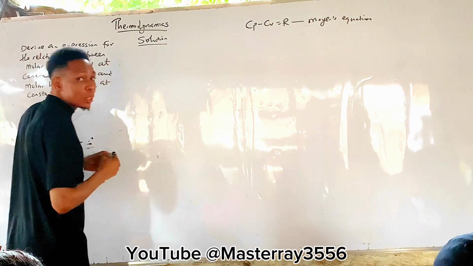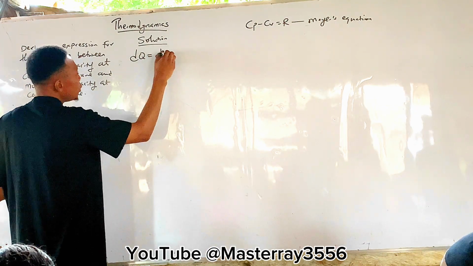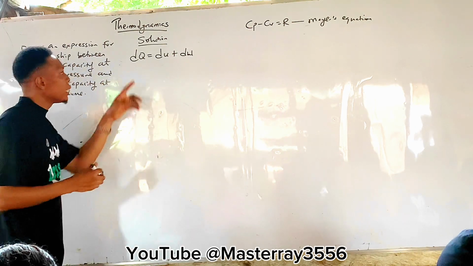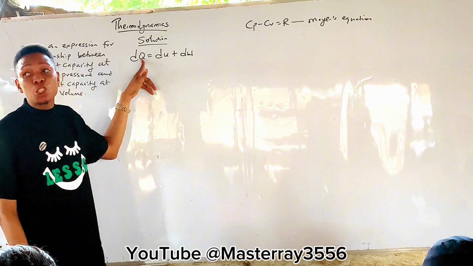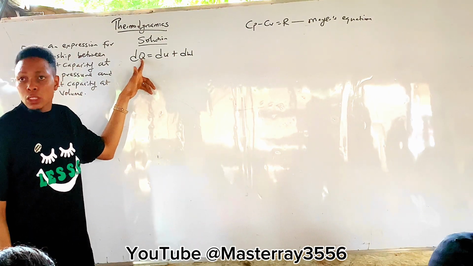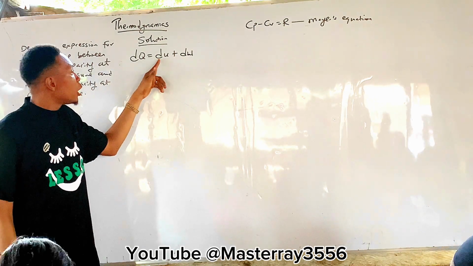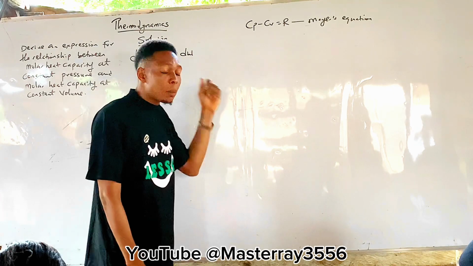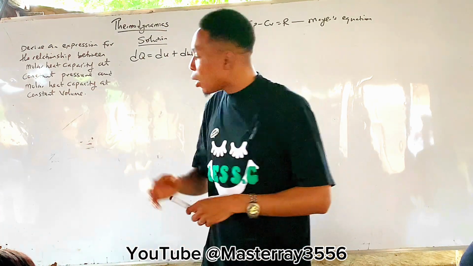In the first law of thermodynamics, we have dQ equals dU plus dW. Our dQ represents change in quantity of heat transfer. The dU represents change in internal energy of the system. The dW represents change in work done by the system. Are you following? All right.